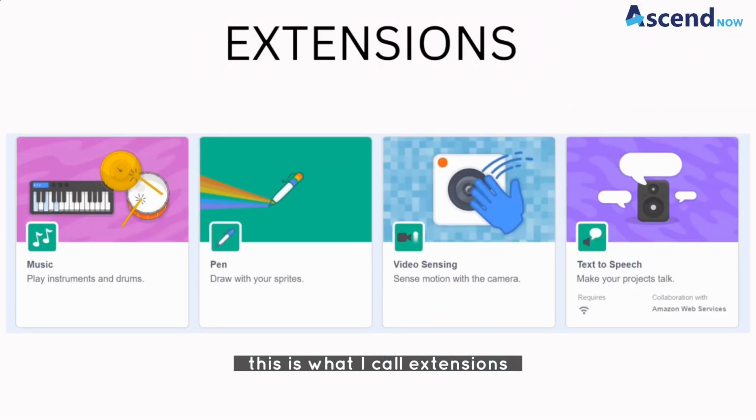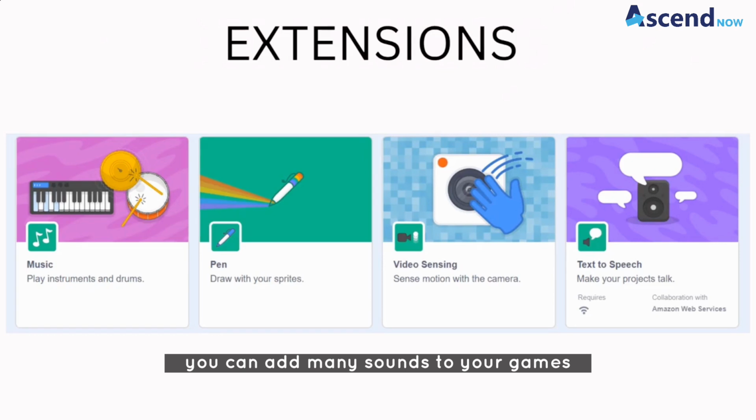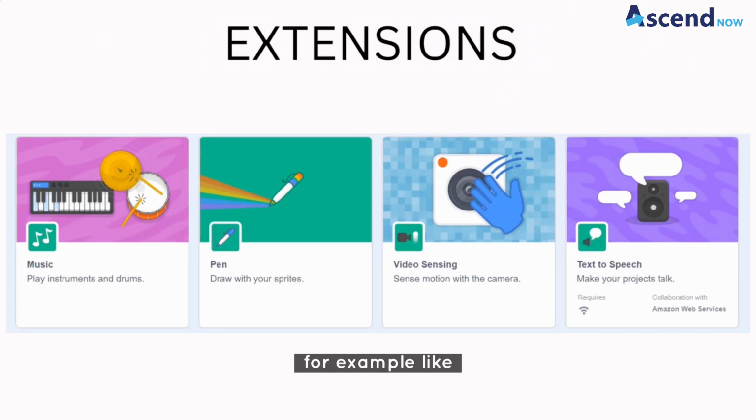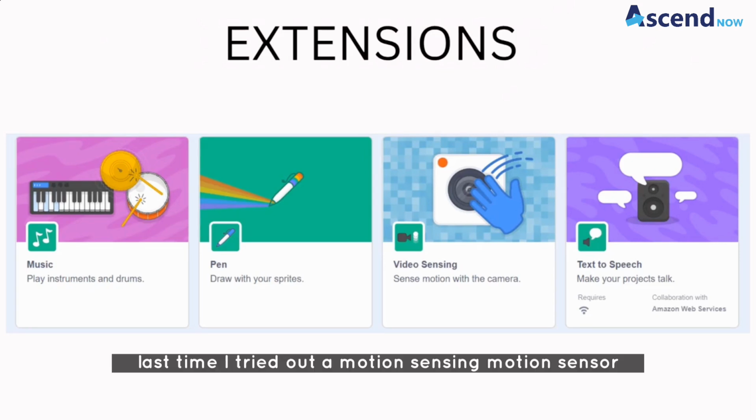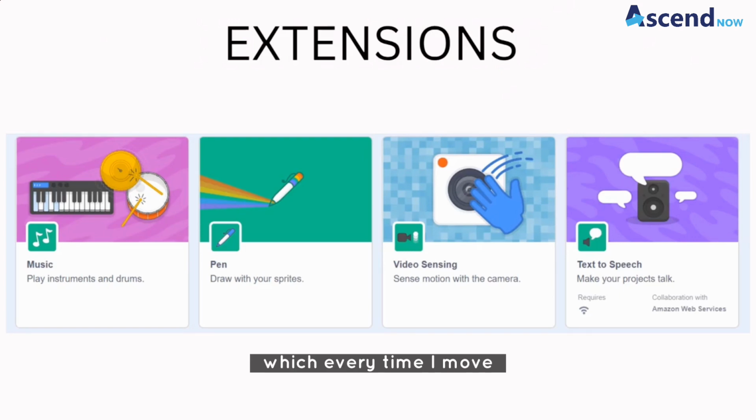This is what I call extensions. So there's music, pen, video sensing, and text-to-speech. And what do each of them do? Oh, so for example, music. You can add many sounds to your games. For example, like last time I tried out a motion sensor, which every time I move, the music will play, and there's a sprite which is a stick that moves around with me and plays the music.